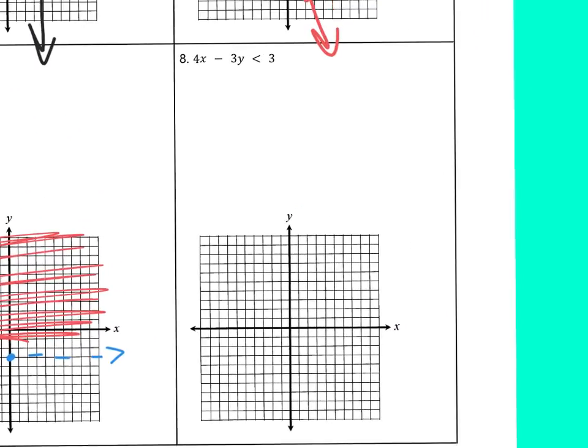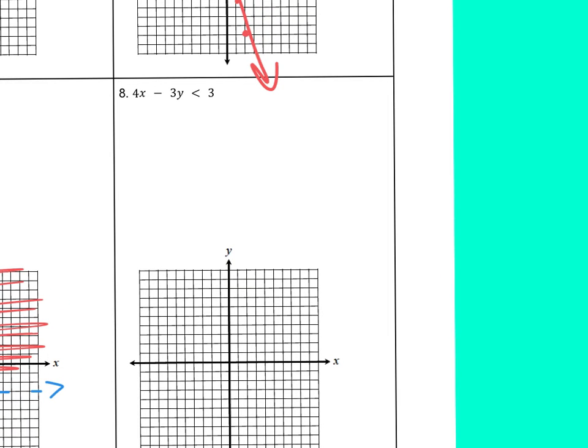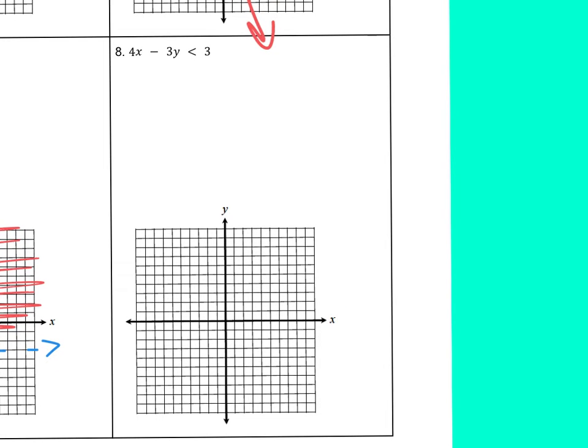Okay. Number 8. What do we do here? Get y by itself by doing what? Moving the 4x. Do you subtract it over? So you got negative 3y is less than negative 4x plus 3. Now what? What's next? Divide by negative 3.